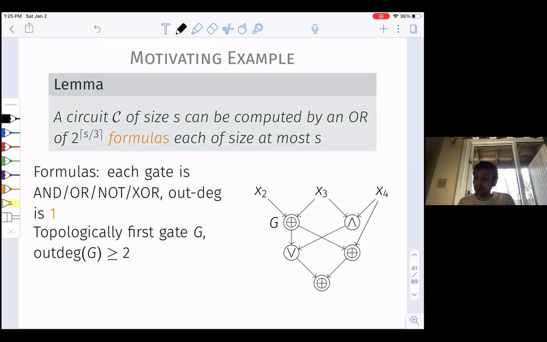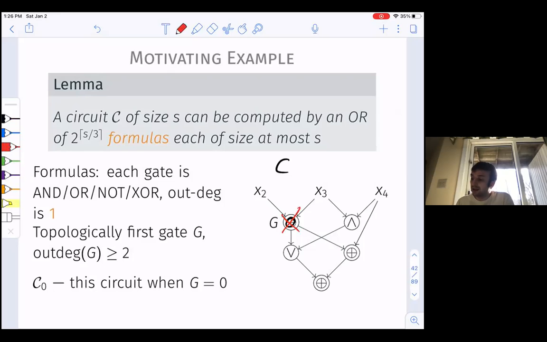And now I want to look at two circuits. The first circuit is my original circuit C, where instead of G, I have 0, where G evaluates to 0. If I have 0 here, then I don't really need this gate. I don't need this OR of 0 and something, because the OR of 0 and something is just like the previous gate. I can directly wire the previous gate. And similarly, I don't need this gate because it's XOR of 0 and input. So this is just input.